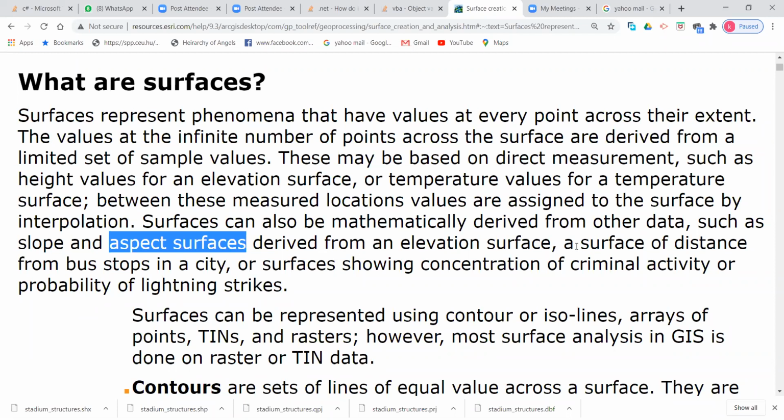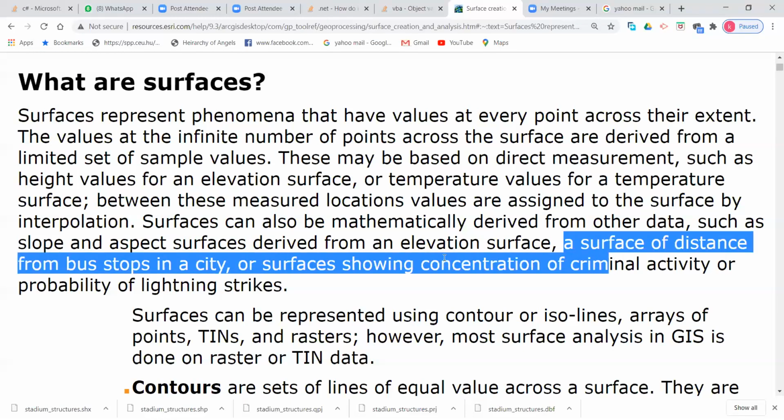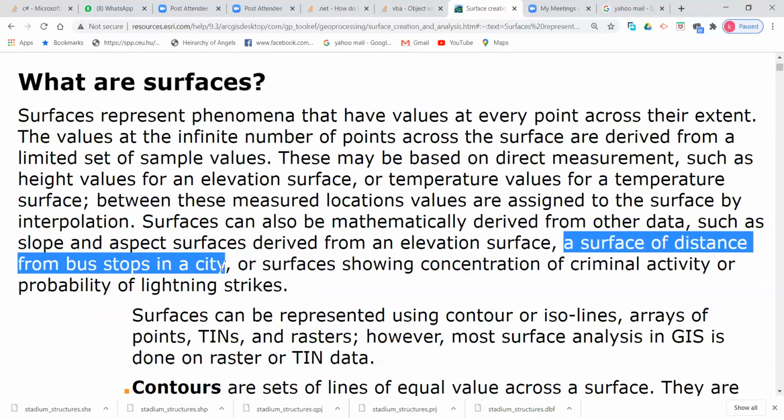We also have a surface of distance from bus stops in a city. So we have what we call cost distance. In other words, if I have a surface in which I can tell how much it will cost me or how far I am from a certain point, that is also a type of surface. Now some of these things are used in suitability analysis.